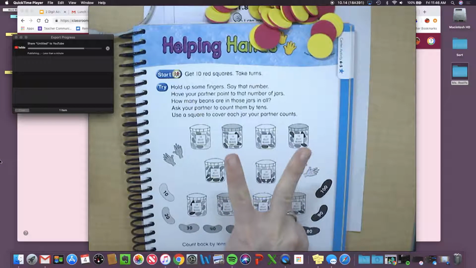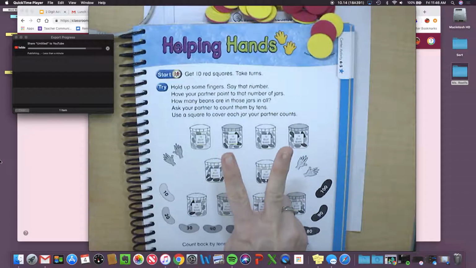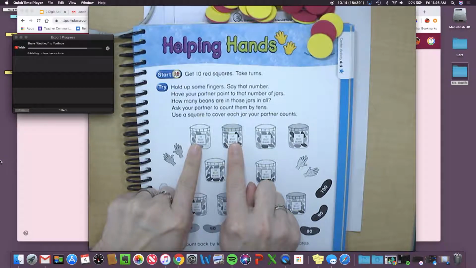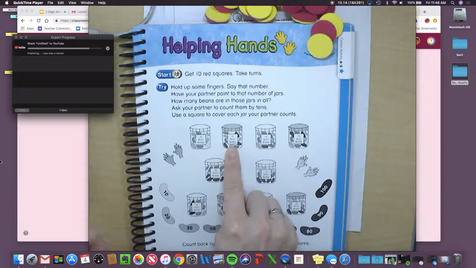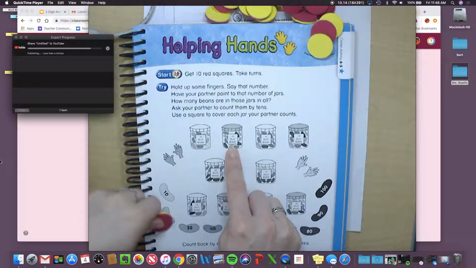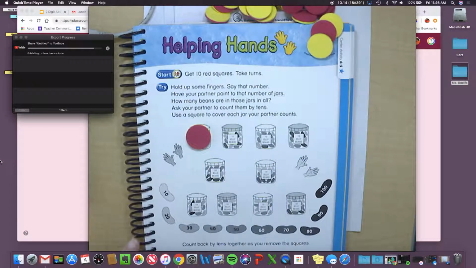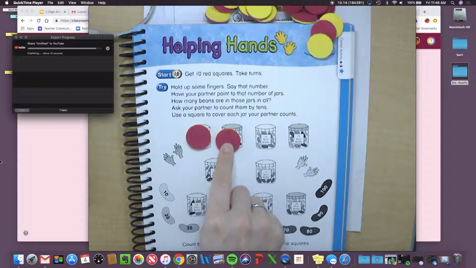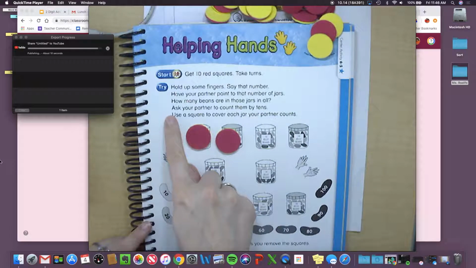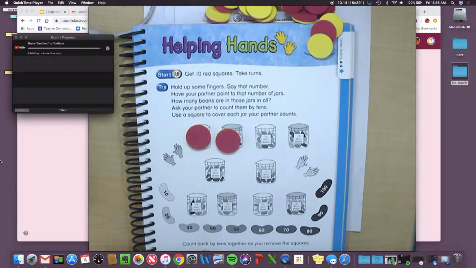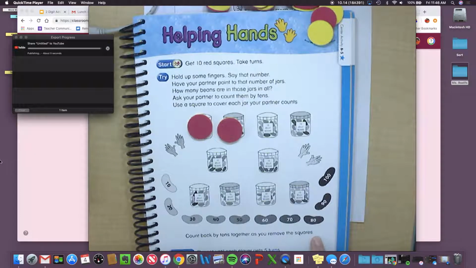So if I hold up two, my partner would point to this one and this one. So they would say 10, 20. And then we're going to cover up each jar that my partner counts. Okay. And then it says, use a square to cover each jar, then count back by tens together as you remove the squares. So here are the ways to count up if you forget.